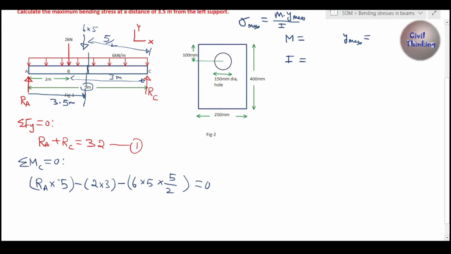Now again, if you don't know how to find the reactions, how to apply these equilibrium equations, please watch my video lecture on how to draw shear force diagram and bending moment diagram of beams. You will understand this well. It will not be very difficult, because these are really simple things.